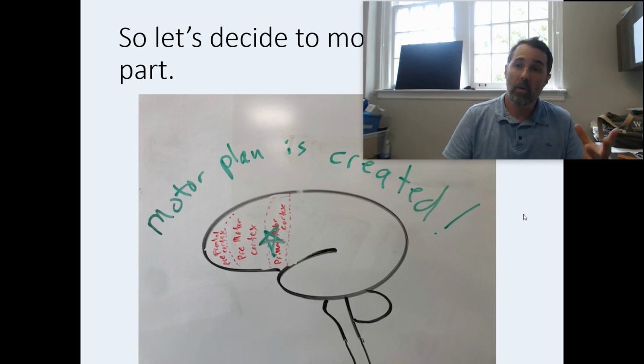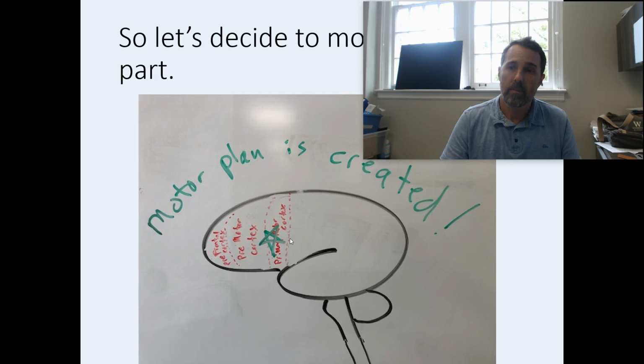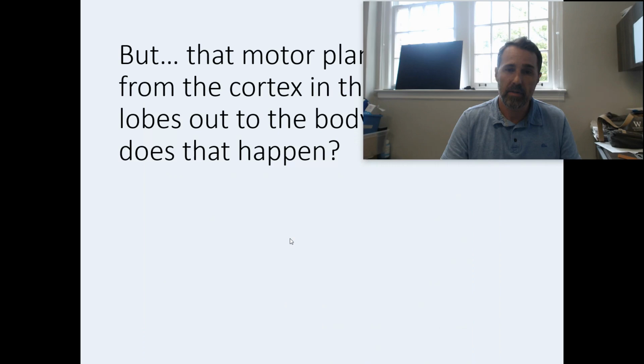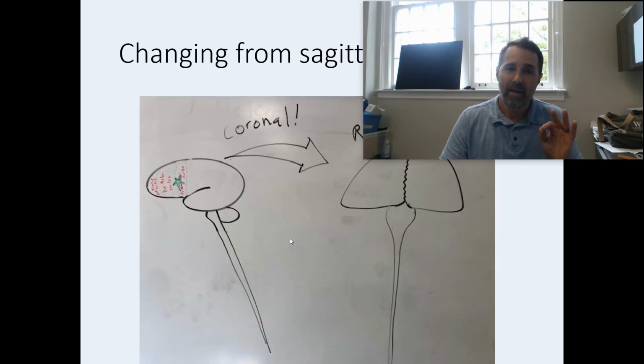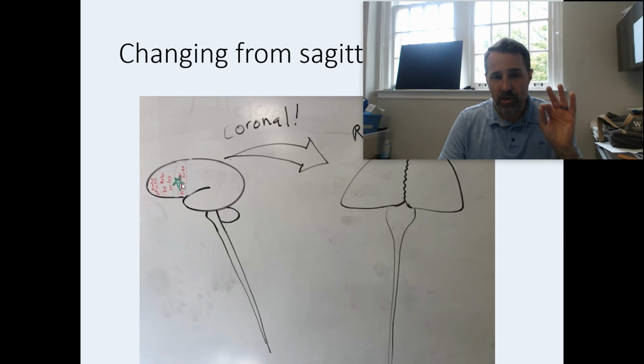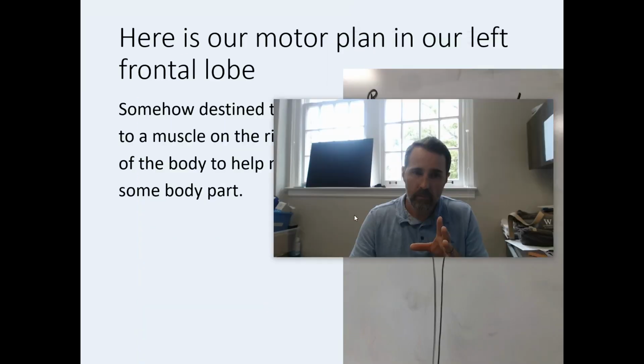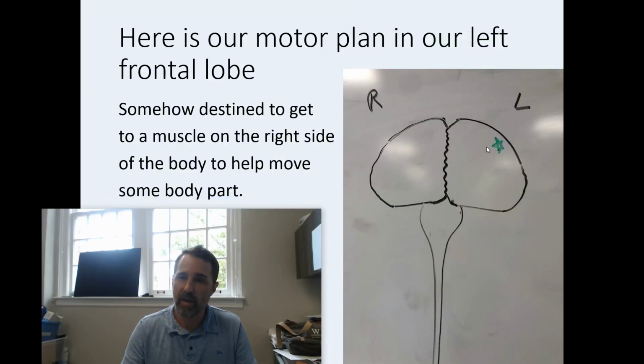So let's generate a motor plan in our left cerebral hemisphere, our left frontal lobe. There it is. All right. And let's change from a sagittal view to a coronal view of the brain. All right. So now we have our left and right cerebral hemisphere, the brainstem, and the spinal cord. And our motor plan that we've generated in our left cerebral hemisphere has to move efferently down through the CNS. How does it do that?